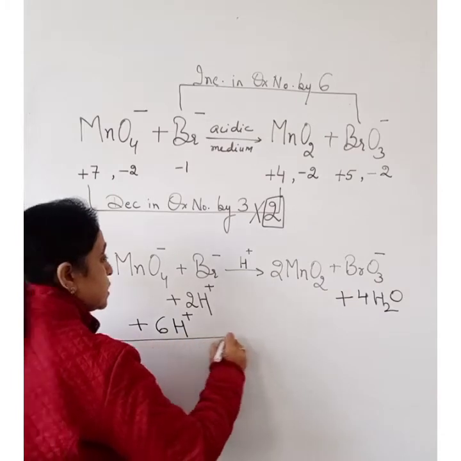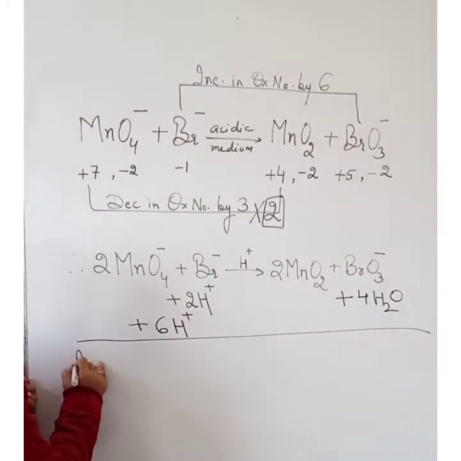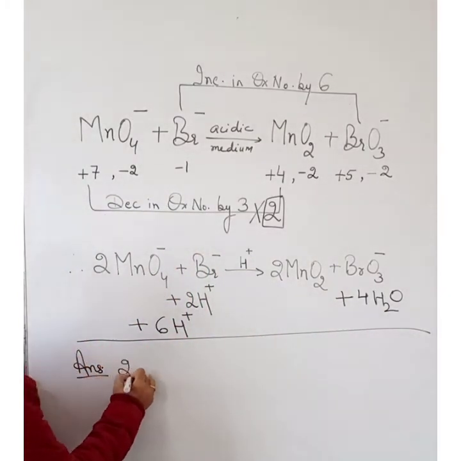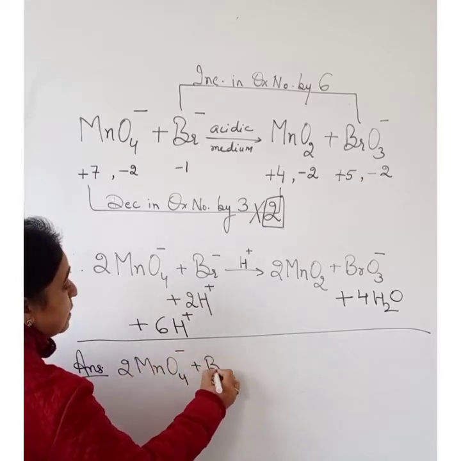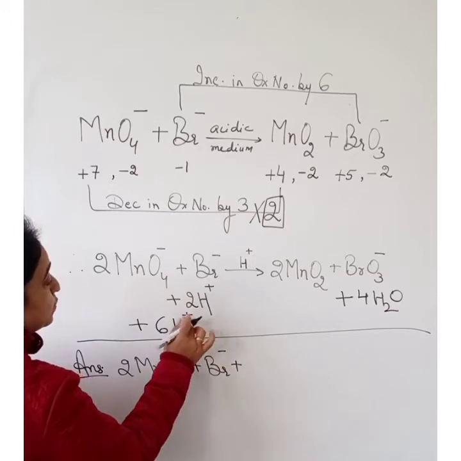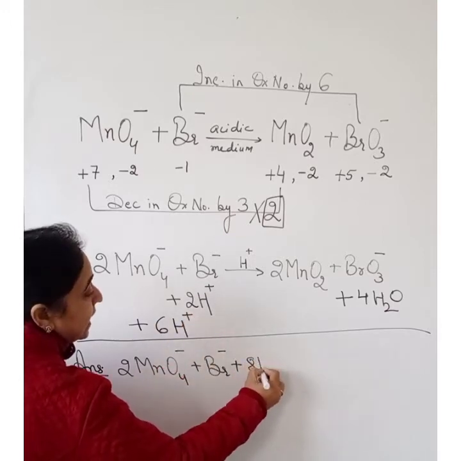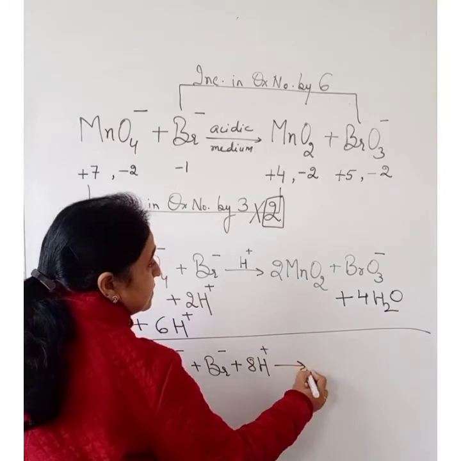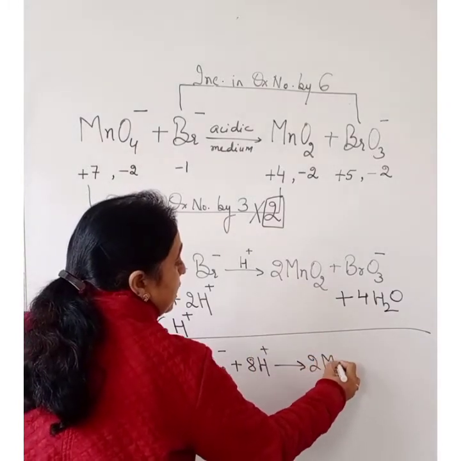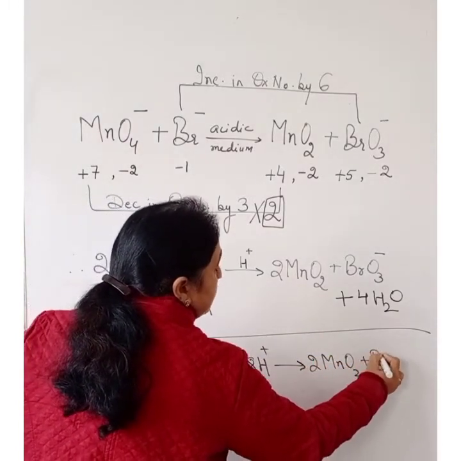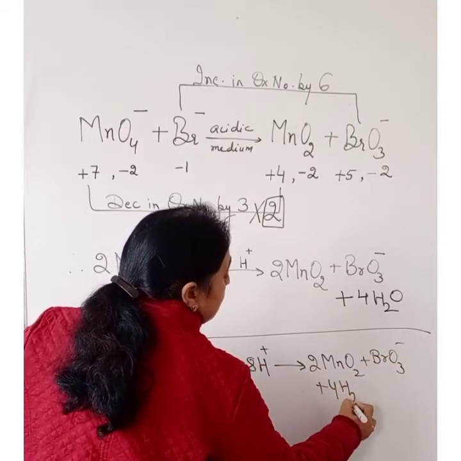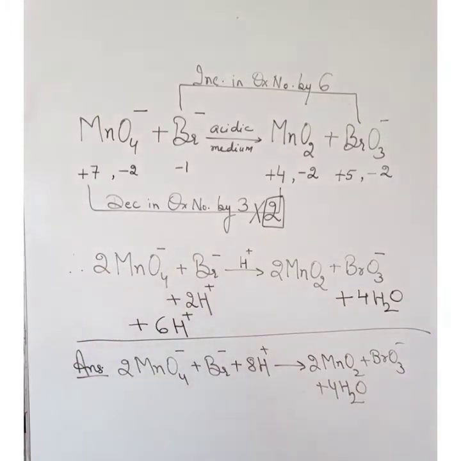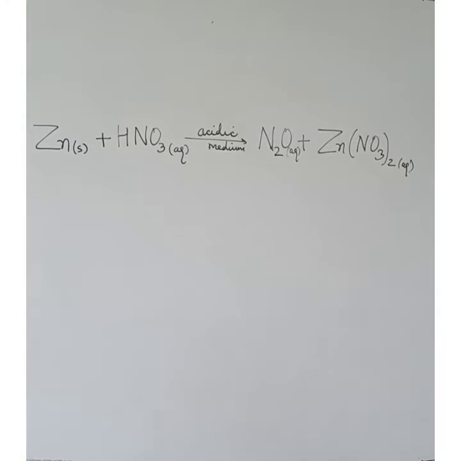Now it is balanced. So our final answer is 2MnO4 minus plus Br minus plus 6 and 2, 8H plus gives 2MnO2 plus BrO3 minus plus 4H2O. Let us see the next example.